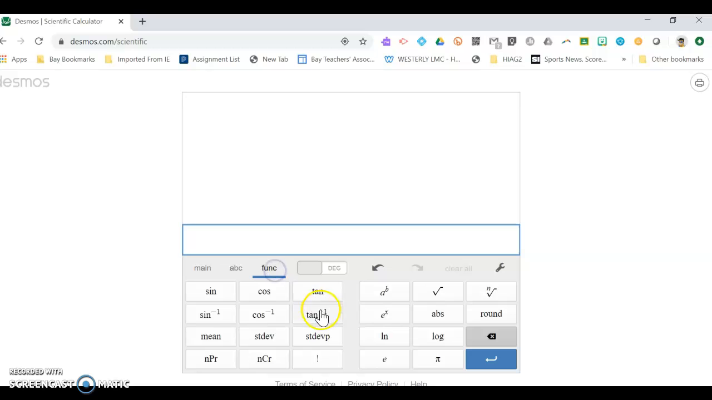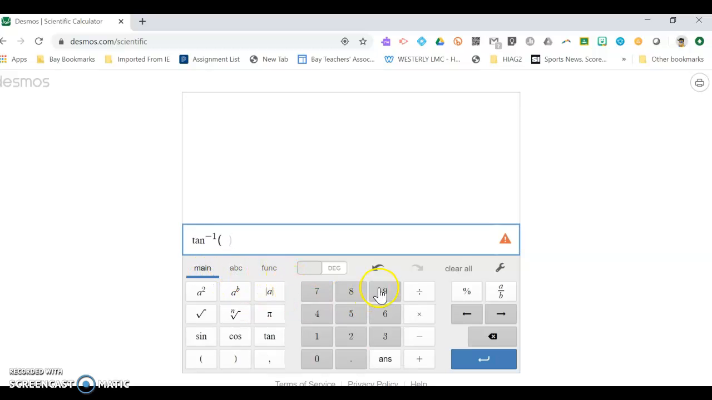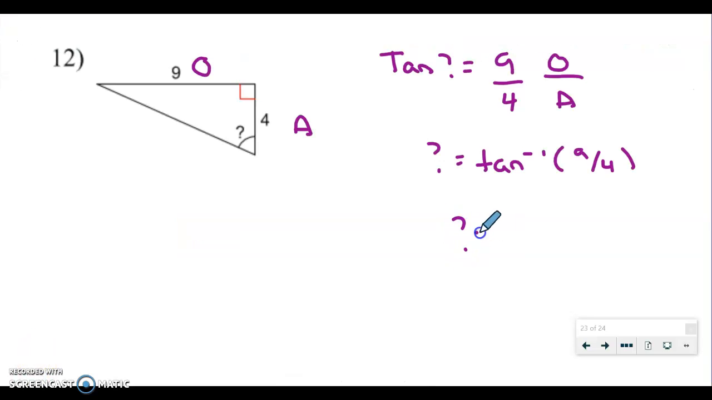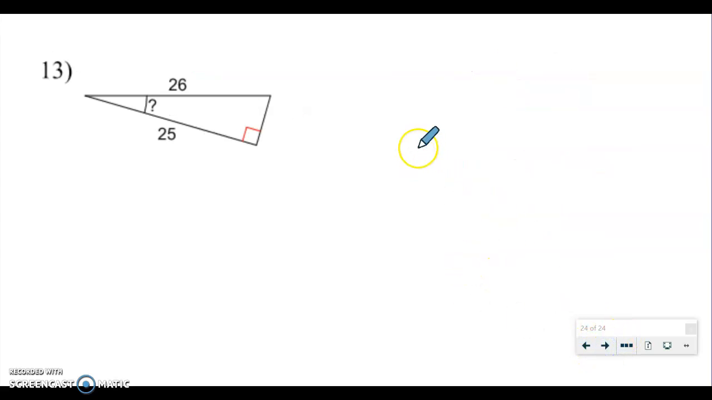So I press the function button, tan -1, and then 9 over 4. So it looks like the angle is 66 degrees. So the angle measure that we were looking for is 64 degrees. Okay, you guys will be asked to do this in a minute, but this is the last one I wanted to try to do. All right, so we're looking at this angle.